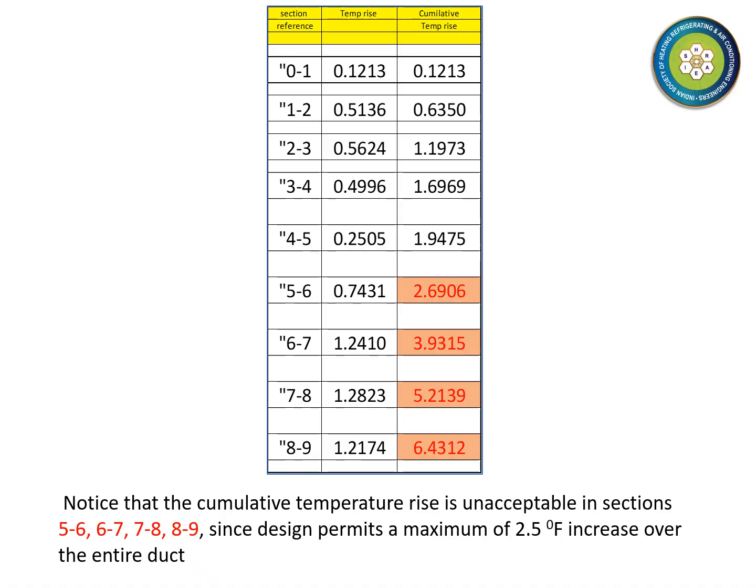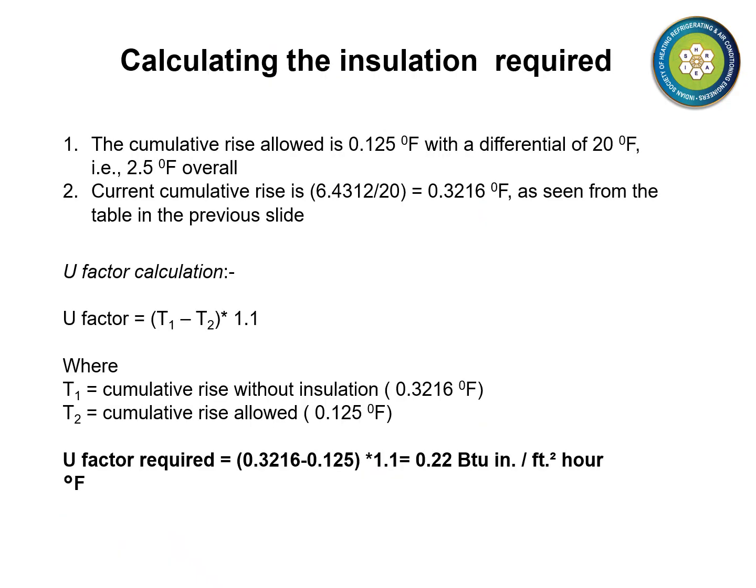Notice that the cumulative temperature rise is unacceptable in sections 5, 6 onwards, since the design permits a maximum of 2.5 degrees Fahrenheit increase over the entire duct. We will now proceed to calculate the insulation required.